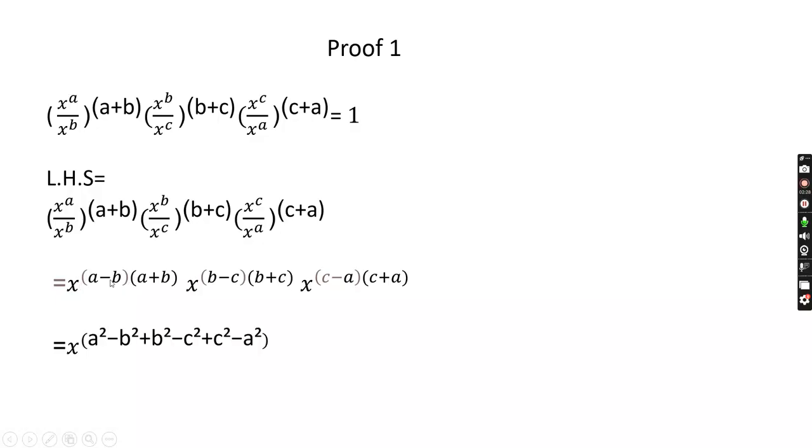As you know that when you multiply a plus b with a minus b, it will be a square minus b square. Okay, that power will be added because bases are same, look there, and they are multiplied. This power plus this power plus this power we have to do. Then it's a to the power 0, then we will get 1, which is our right hand side. Like this we prove this question.